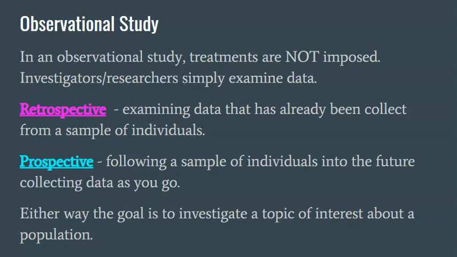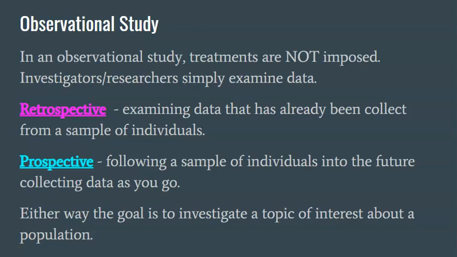So maybe I want to look at some data on home prices. And I don't want to go and find a bunch of homes, so I go back and find some data that has already been collected. Maybe there's a database of home prices or home sales, and I'm just going to go back and collect my data from that database. A prospective observational study is following a sample of individuals into the future and collecting data as you go. So maybe I'm going to pick 20 houses and I'm going to follow those houses, and once they come up for sale, I will note the sale price.